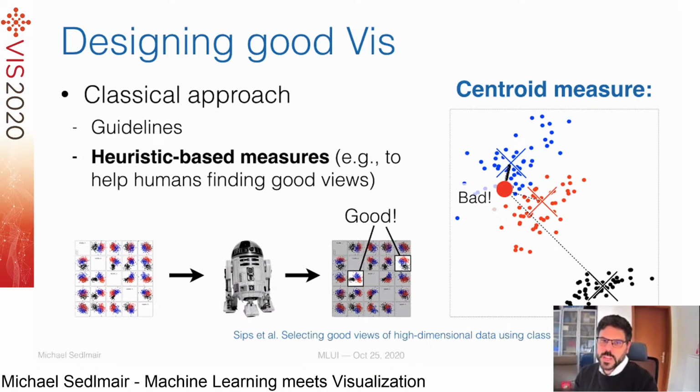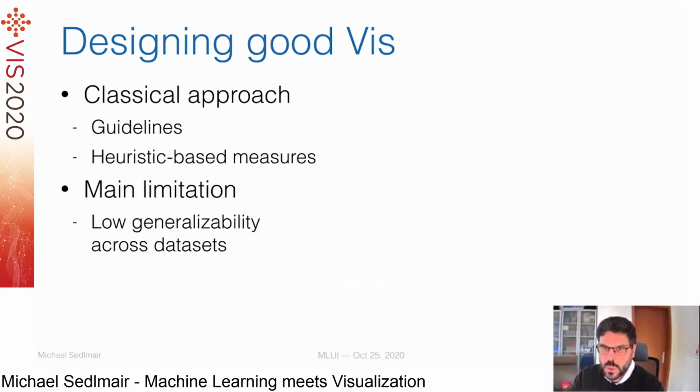So this is pretty cool, and we can do great things, like selecting interesting views in large scatterplot matrices, for instance. So this is also what we thought, and we went ahead and used these metrics for our own data. But then we found out there's sort of low generalizability across data sets. So what does this mean? That basically means when we used it on our data sets, these metrics did not really perform well.